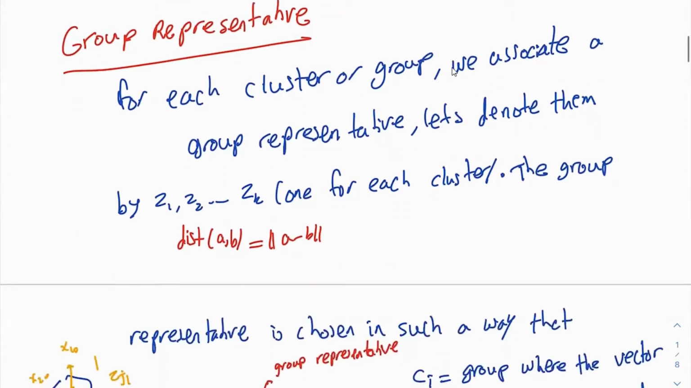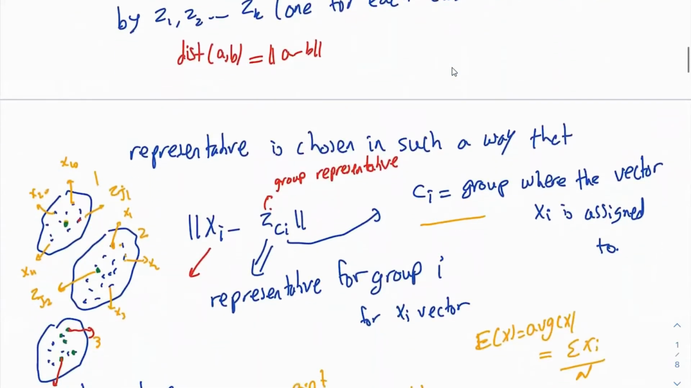Now, the group representative is chosen in such a way that it minimizes this quantity, right? What is this quantity? It's defined as the distance between the vector xi and the group representative corresponding to the vector xi. That's what this z_ci is.